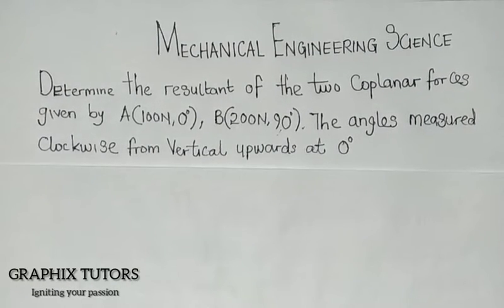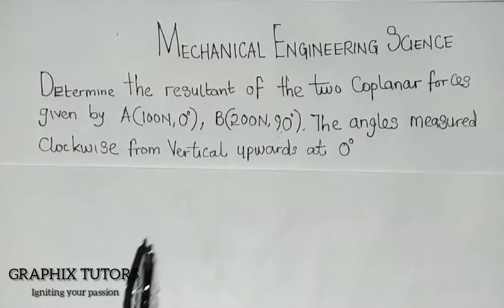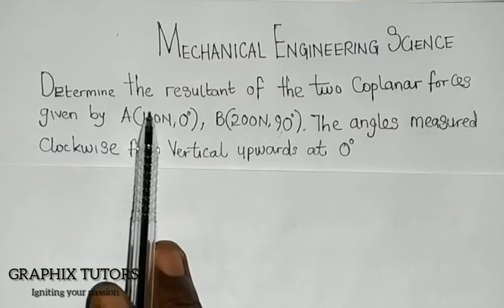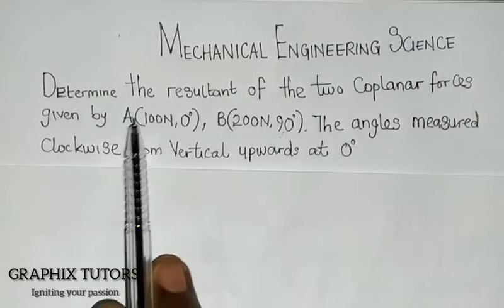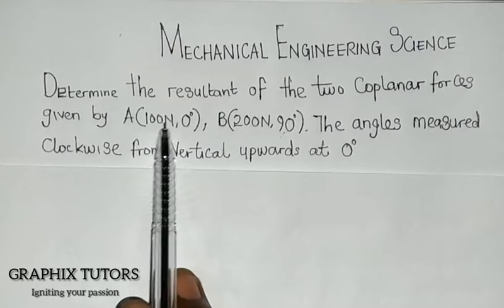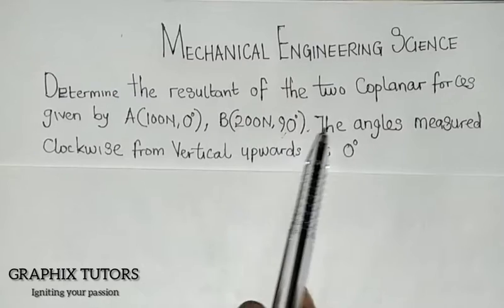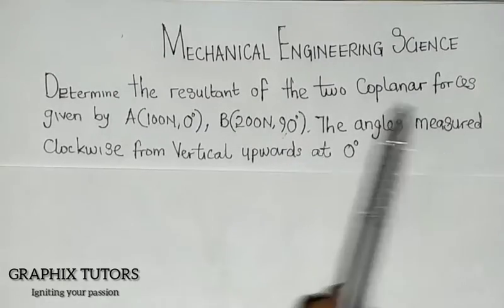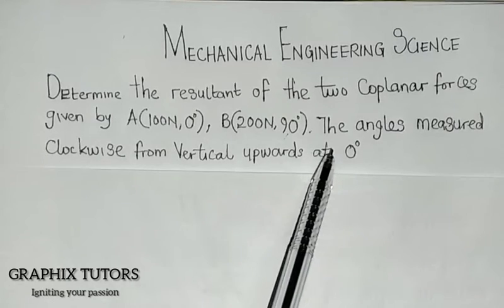Today we want to study resultant force, which is an aspect of mechanical engineering science. We'll be analyzing this question, and the question goes like this. It says, determine the resultant of the two coplanar forces given by 100 Newton at 0 degree, 200 Newton at 90 degree, and the angles measured clockwise from the vertical upward at 0 degree.